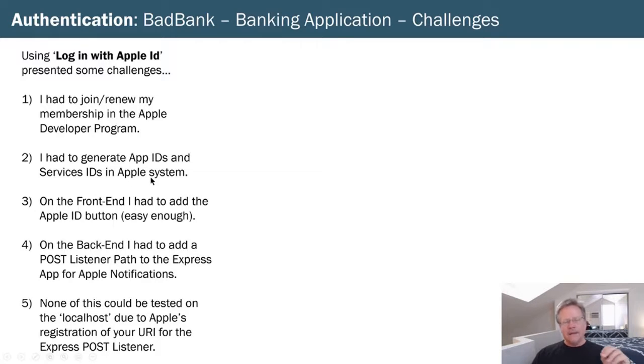And then you have to go back into the back end of Apple in the developer system and generate app IDs. So I had to generate an app ID for my template, and I had to generate another one for my bad bank. And then you've got to generate a service ID to be used in the conversation your app does with Apple. On the front end, I had to add the Apple ID button.